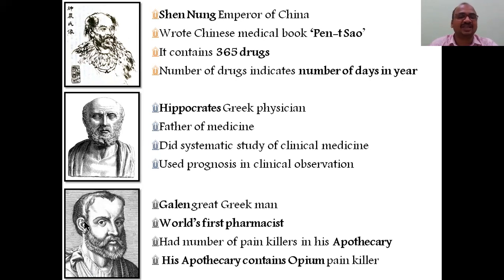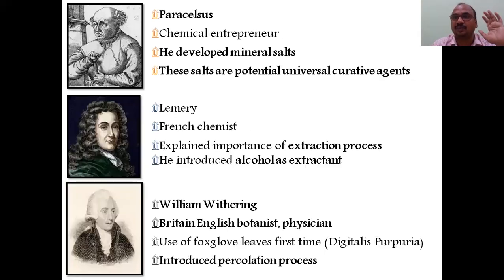Galen, he is the first pharmacist. He is a doctor and a pharmacist. World's first pharmacist. His apothecary pharmacy consisted of a number of painkillers. In olden days, opium was a wonderful painkiller, nowadays also. However, you should not use it at all. It was completely banned by the government. It was a wonderful painkiller. You will be in heaven if you take a small dose of it. But it is banned now. In those days it was used as a painkiller because there was no other option.